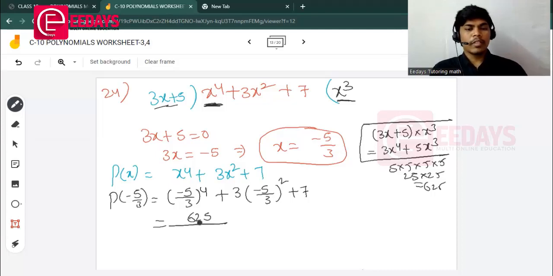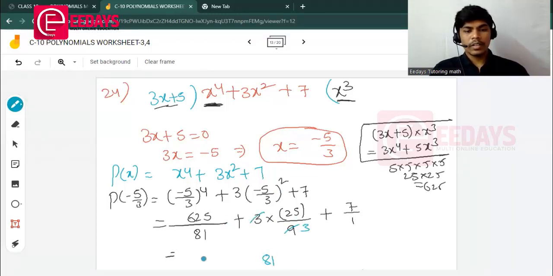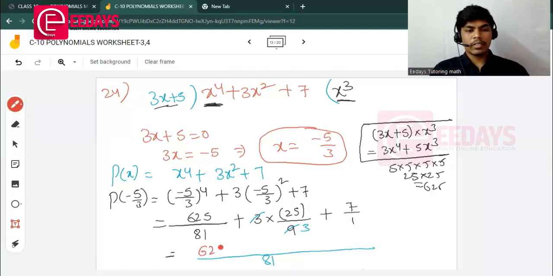625 by 3 power 4. 3 power 4 is nothing but 3 into 3 into 3 into 3, 4 times. 9 nines are 81, we will get. Plus 3 into 5 minus 5 whole square is nothing but 25 by 3 square, which is 9, plus 7 by 1 here. You just cancel 3 times 3 here. You can take LCM as 81. Then the numerator becomes 81 here and 625 plus here 3 is there.